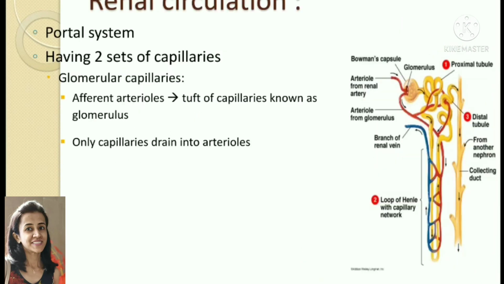Now we discuss renal circulation. Renal circulation is a portal system having two sets of capillaries. Now, glomerular capillaries. Afferent arterioles arise from interlobular arteries, and they divide into a bunch of capillaries known as the glomerulus. Glomerular capillaries are the only capillaries in the body which drain into arterioles, that is, efferent arterioles.